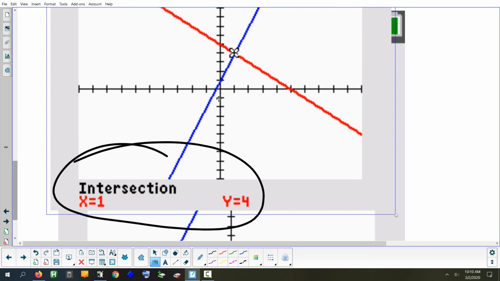It tells me that they cross at 1, 4. X equals 1, y equals 4. So even if this was messy answers like decimals, the calculator could still do it. But we're not using those, we're just going to use graph paper. So I'm going to try to make the answers as nice as possible. Okay, nice numbers.